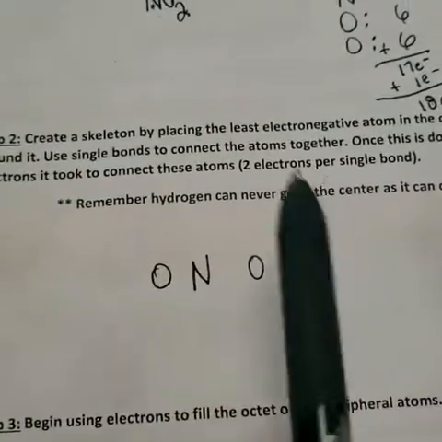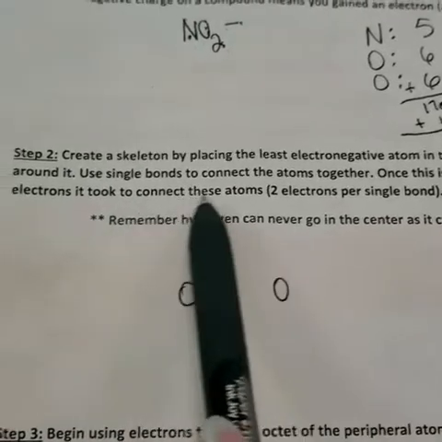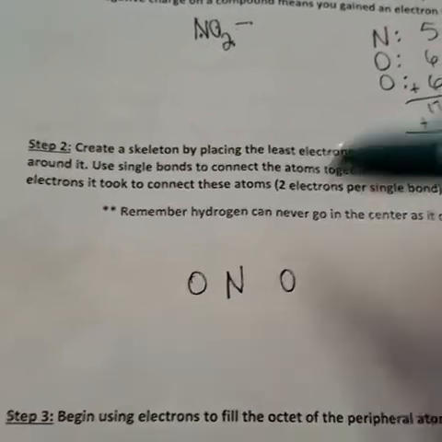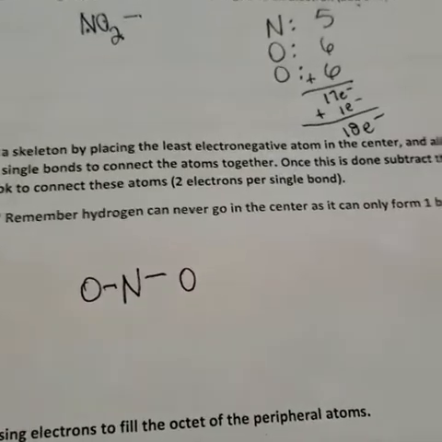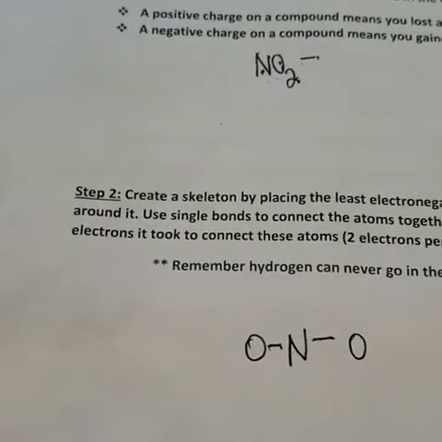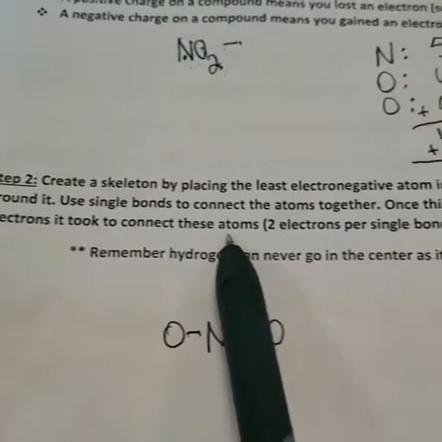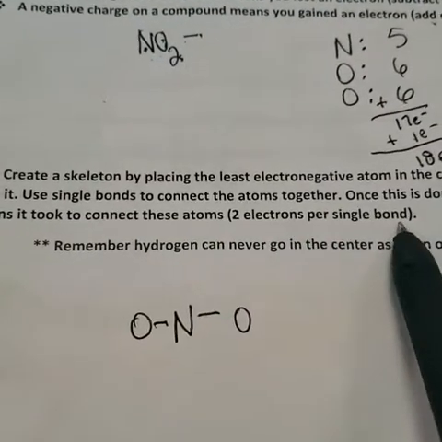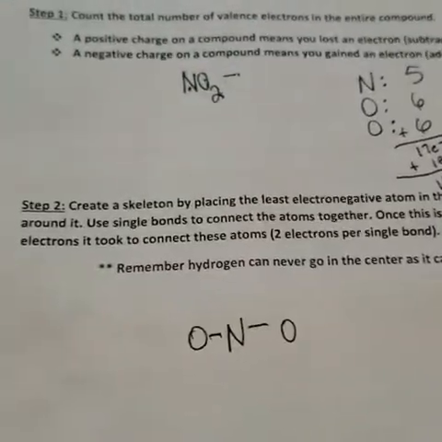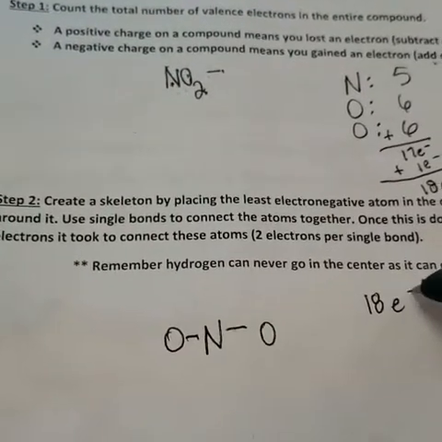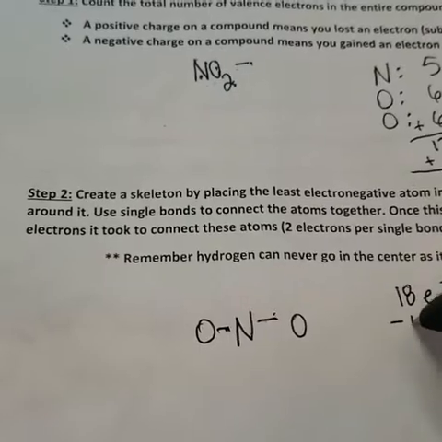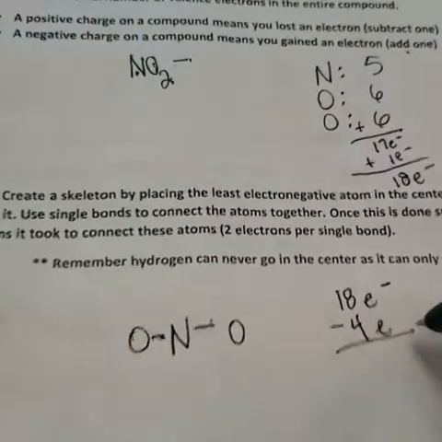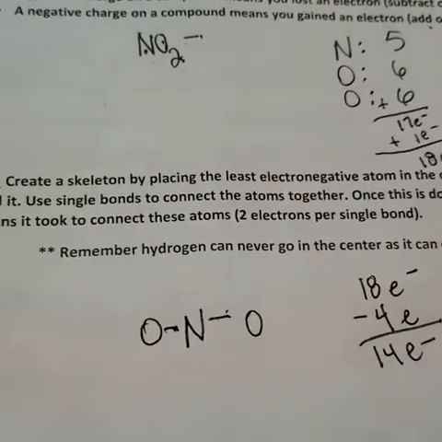Then it says to use single bonds to connect the atoms together. A single bond is just a single line. And lastly, once this is done, subtract the number of electrons it took to connect these atoms. Remember that there are 2 electrons per single bond. Well, I had 18 electrons to start off with. There are 2 here and 2 here, so I used 4 electrons. And I now have 14 electrons remaining.